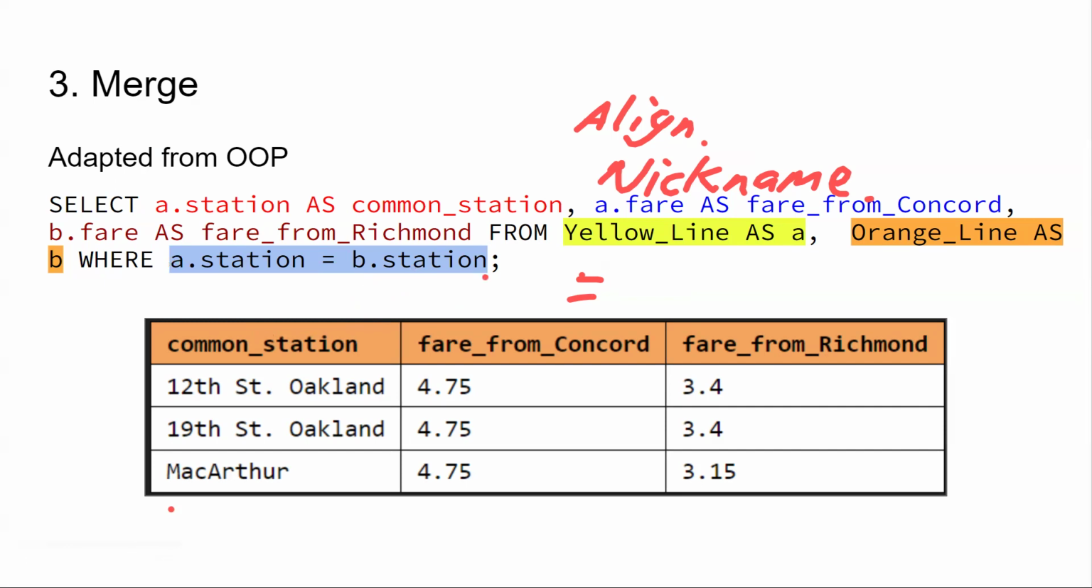Because A dot station and B dot station will be the same, we can only use one A dot station because we don't have to use B dot station. Or maybe we can change A to B because they will be the same. After doing this, you will have the code like this: common station, fare from Concord, fare from Richmond, and you have 12th Street Oakland, 19th Street Oakland, and MacArthur. So it's the fares below.